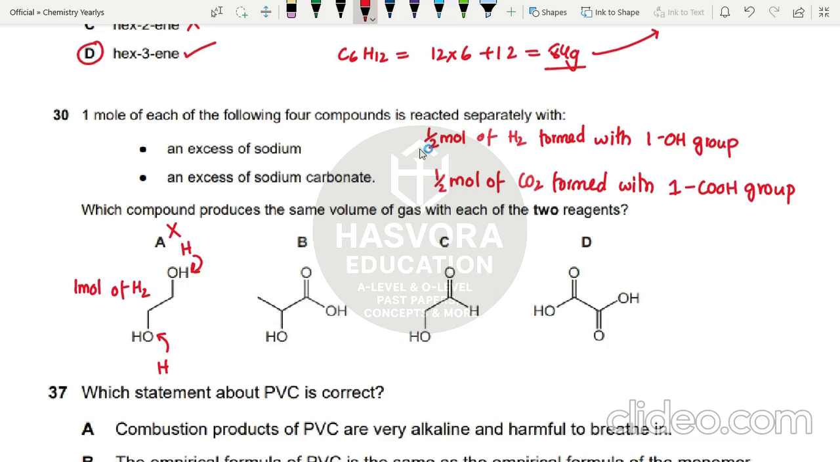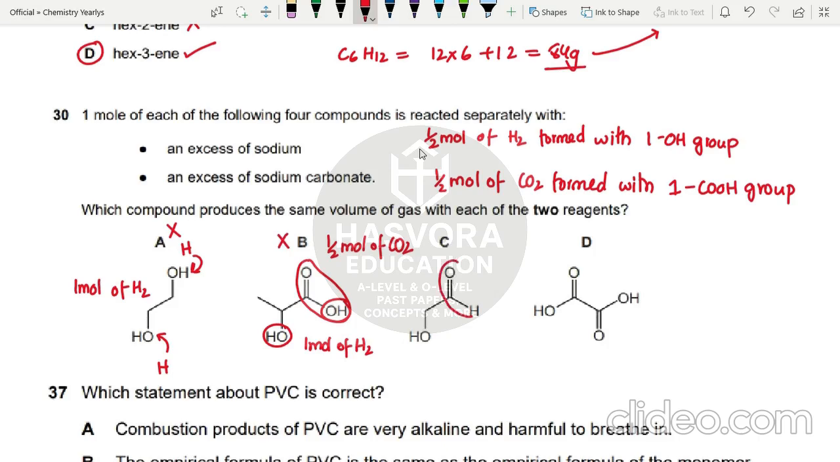Let's have a look at the B. In the B, these two OH will react with the sodium and will produce 1 mole of H2, while this carboxyl group will react with the sodium carbonate. So what will happen is that it will form only half mole of CO2. So these are unequal volumes of the gases with the two reagents. So this will also be wrong.